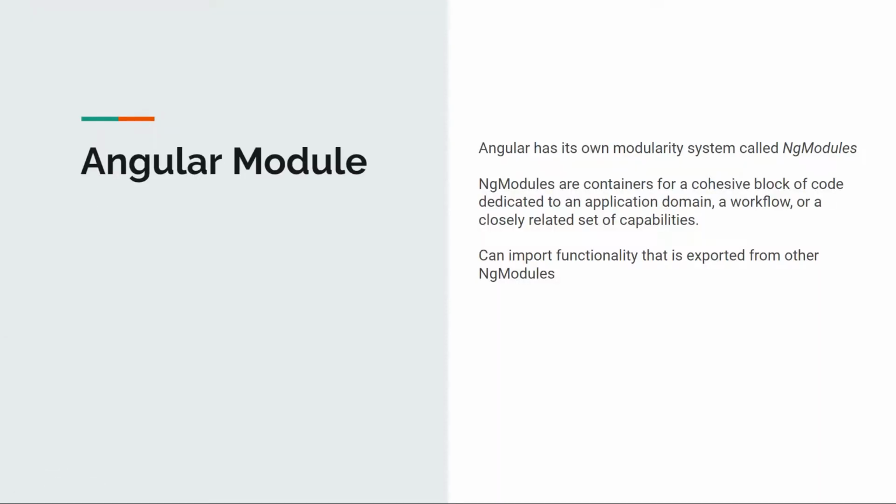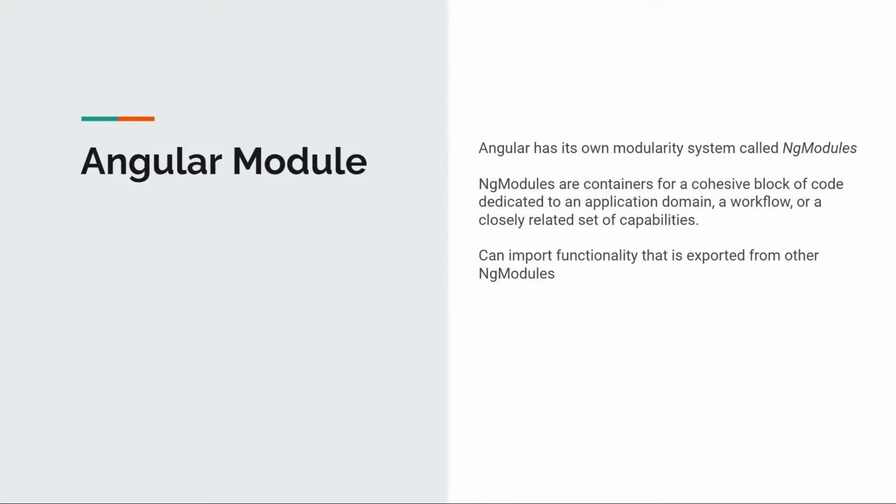Angular applications are modular, and Angular has its own modular system called NgModules. NgModules contain a comprehensive block of code dedicated to the application domain, the workflow, or some closely related set of capabilities. They can contain components, services, providers, and other code files whose scope is defined by the containing NgModule.